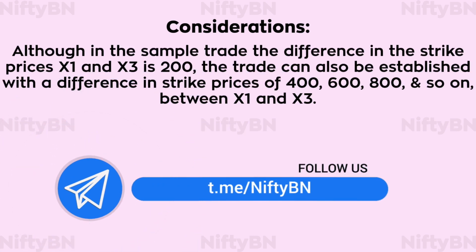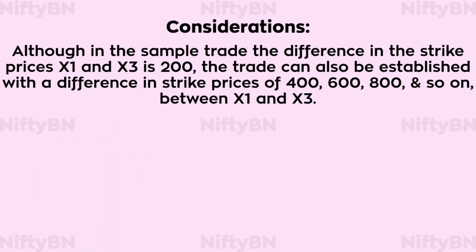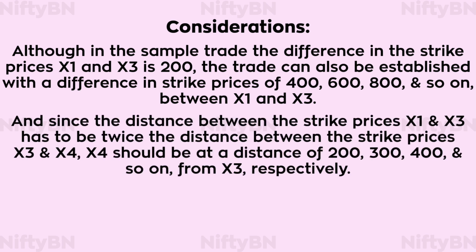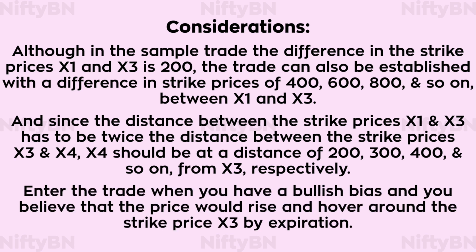Considerations. Although in the sample trade, the difference in the strike prices X1 and X3 is 200, the trade can also be established with a difference in strike prices of 400, 600, 800 and so on between X1 and X3. And since the distance between the strike price X1 and X3 has to be twice the distance between the strike price X3 and X4, X4 should be at a distance of 200, 300, 400 and so on from X3 respectively. Enter the trade when you have a bullish bias and you believe that the price would rise and hover around the strike price X3 by expiration.